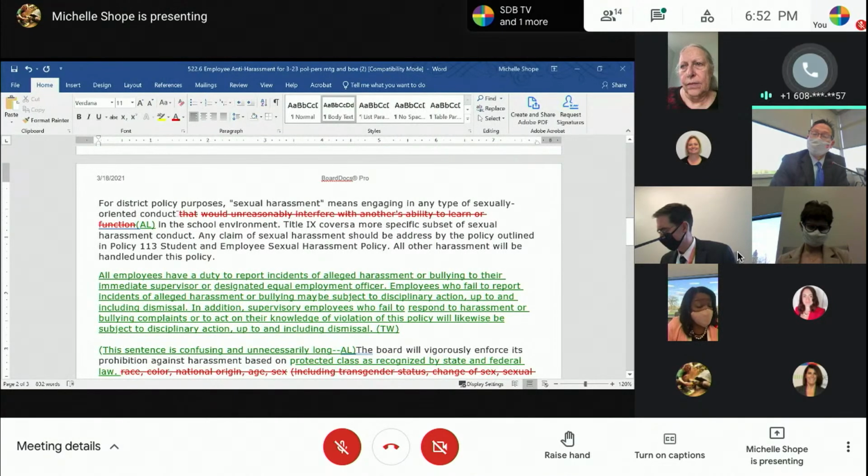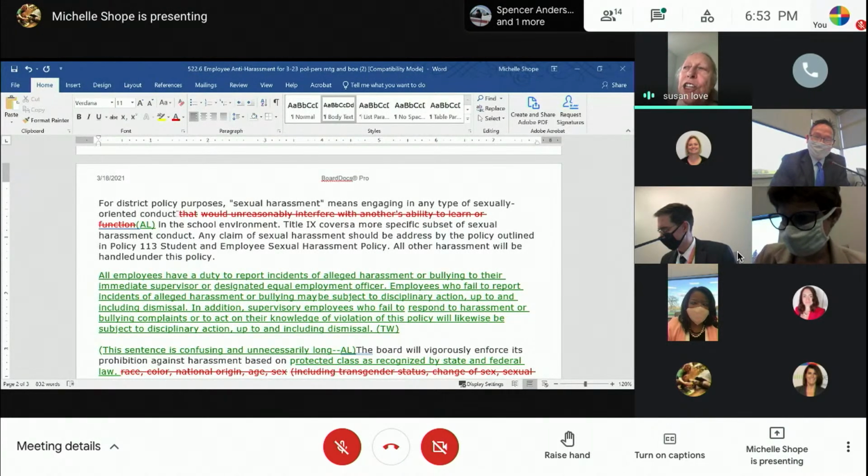It might just be me. I can't think of any sexually oriented conduct that would not be an unreasonable interference. I don't think that there is a reasonable interference. So that wording did not make sense to me. I don't think there should be any sexually oriented conduct that interferes with the function of learning, whether it's reasonable or unreasonable. So make that make sense for me, please, Attorney Love.